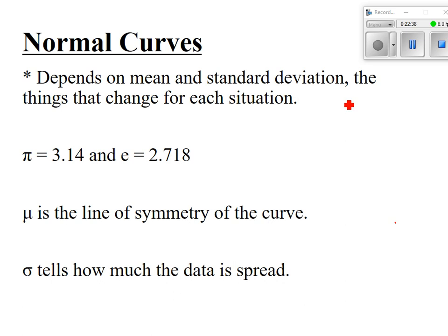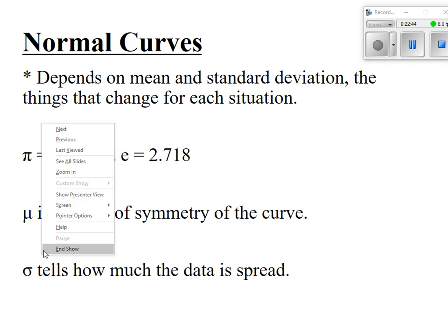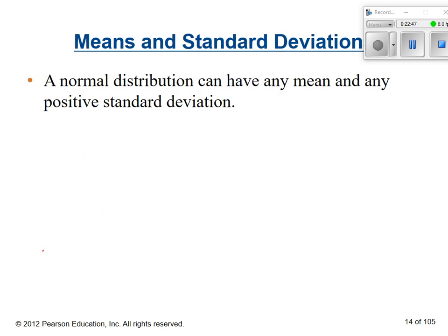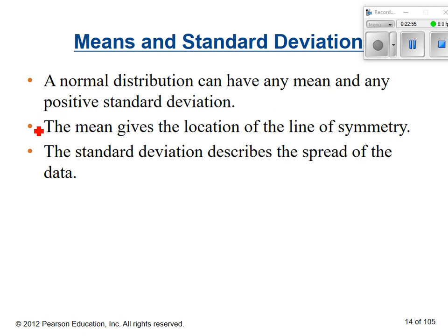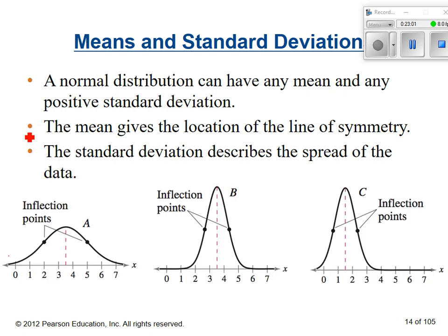This all says the same thing. The pi and the e stay the same. Symmetric, I'm going to skip over that. Means and standard deviation. A normal distribution can have any mean and any positive standard deviation. The mean gives the location of the line of symmetry. Standard deviation tells you about the spread. This is sort of important. Don't worry about the inflection points, but you see how the curves look a little different. I'll talk about why the normal curves look different in a minute.